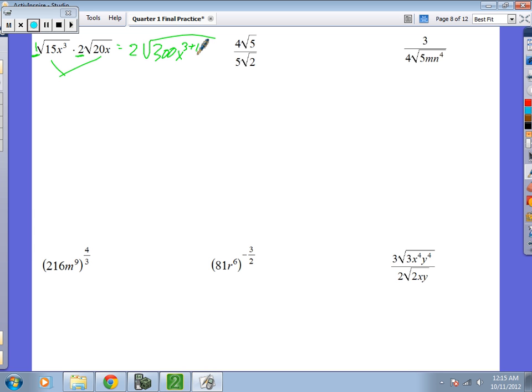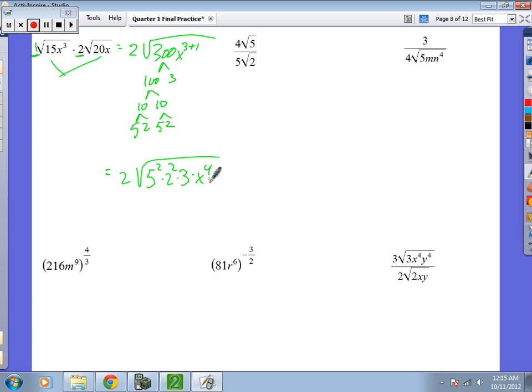Okay, now here's your golden rule. Anytime you've got a number underneath the radical, let's break it up to its prime factors. That's going to be 300, 10 and 30, 5 and 2, 5 and 2. So, here we go. You're going to have 2 times the square root of 5 squared times 2 squared times 3 times x to the 4.